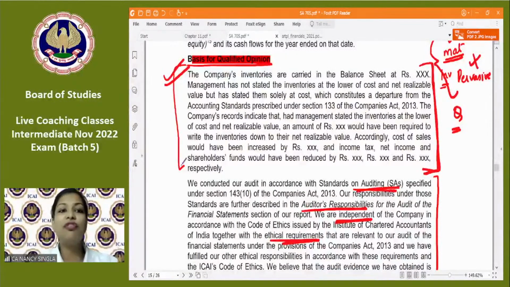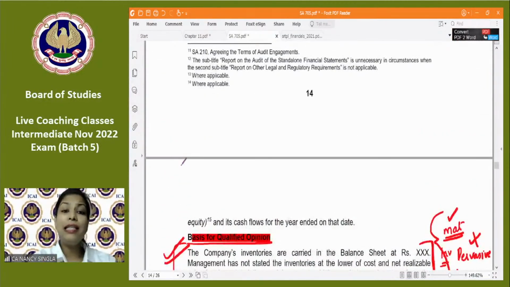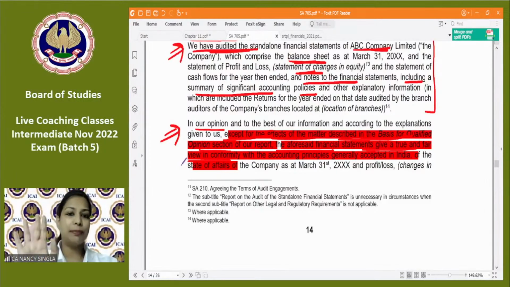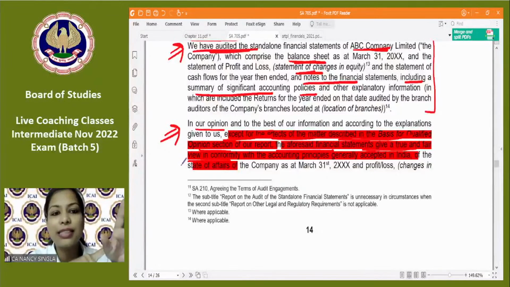ठीक है? So in the basis for qualified opinion the auditor has explained the matter, and in the opinion what is he saying? That except for the matter which is explained in the basis for opinion paragraph, the financial statements reflect a true and fair view. So a condition is put. Qualified का मतलब यही तो था ना कि इसको छोड़ के बाकी सब ठीक है. Except for the matter explained in the basis of opinion section, the financial statements reflect a true and fair view.